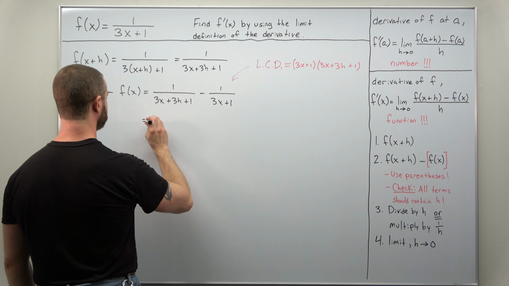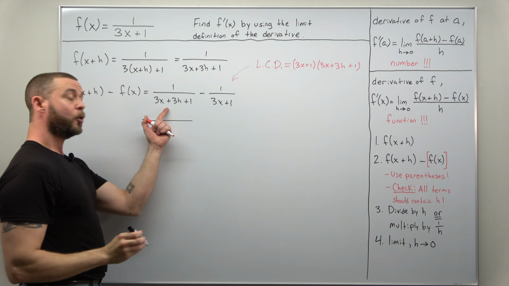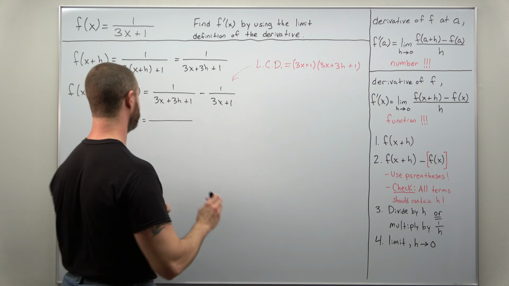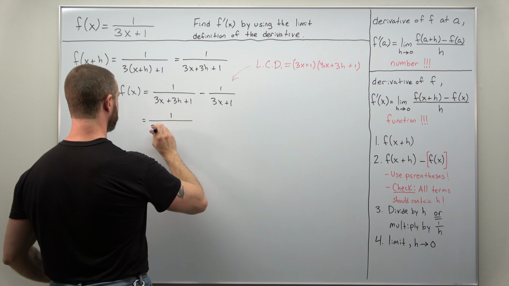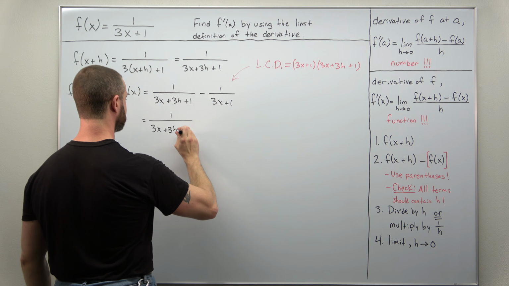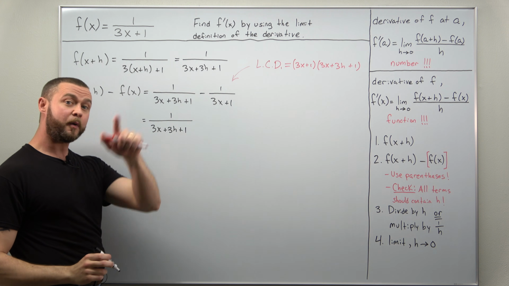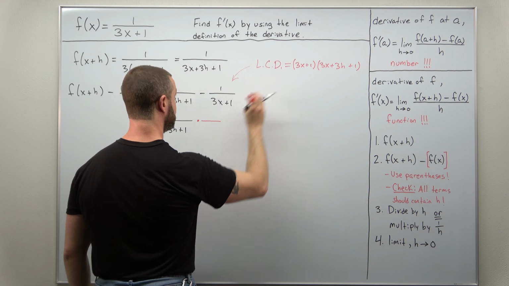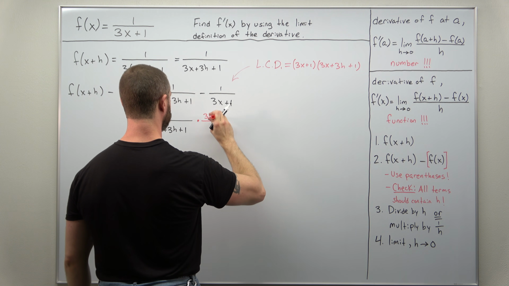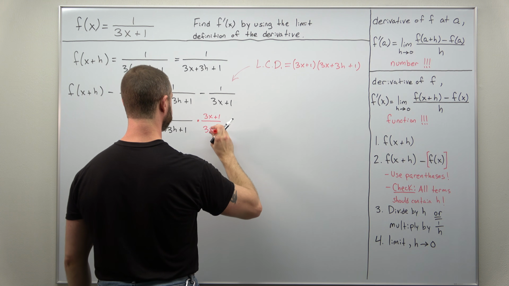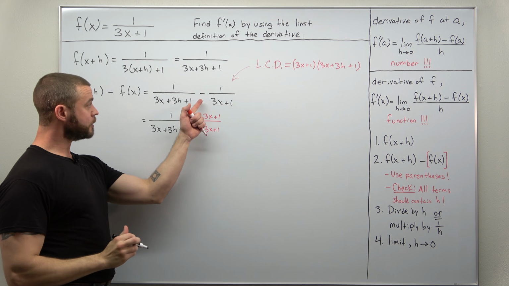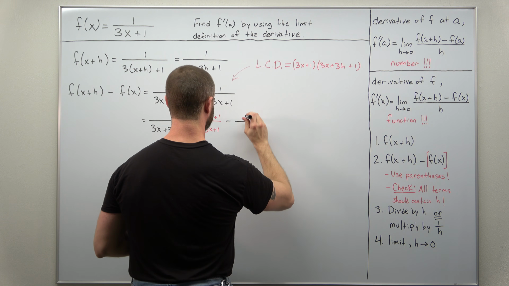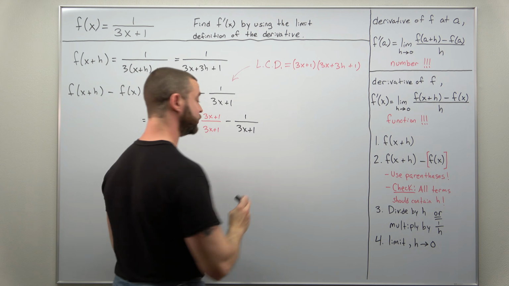Again, taking our time. This first fraction, we're going to need to multiply the numerator and denominator by the missing factor of 3x plus 1. So I'm going to take my time to write this down step by step. We have that fraction, but I'm going to multiply the numerator and denominator now by the missing factor, 3x plus 1. All right, we're going to go to the next fraction. We're subtracting one over 3x plus 1.